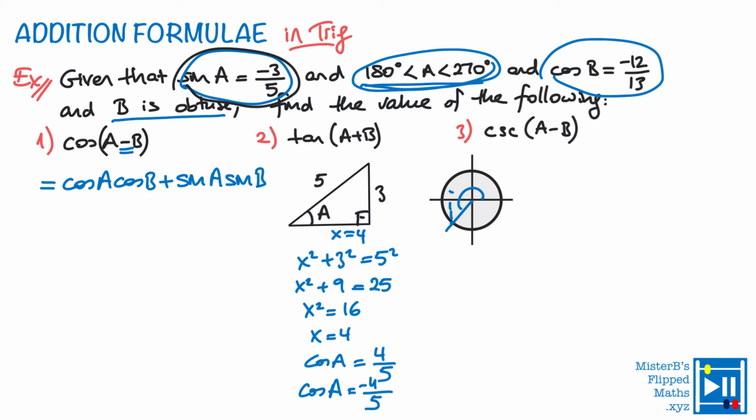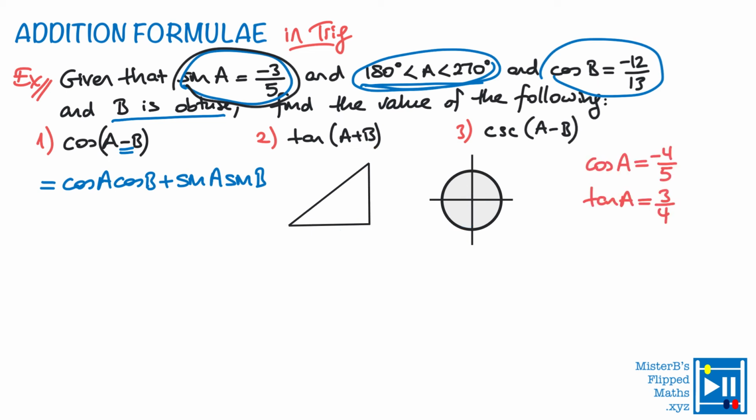Now that I'm going to be calculating tangent too, I'm going to calculate tangent A as well. But tangent A will be 3/4. And in the third quadrant, tangent is positive because here both sine and cosine are negative. So negative divided by negative is positive. So let's write these quickly and then move on to angle B.